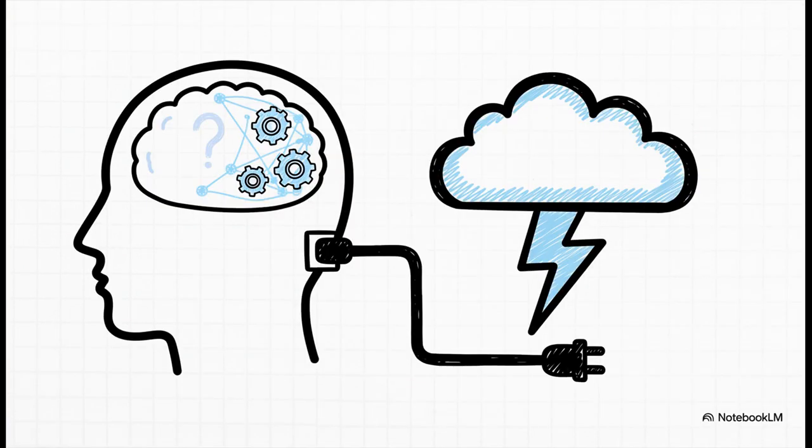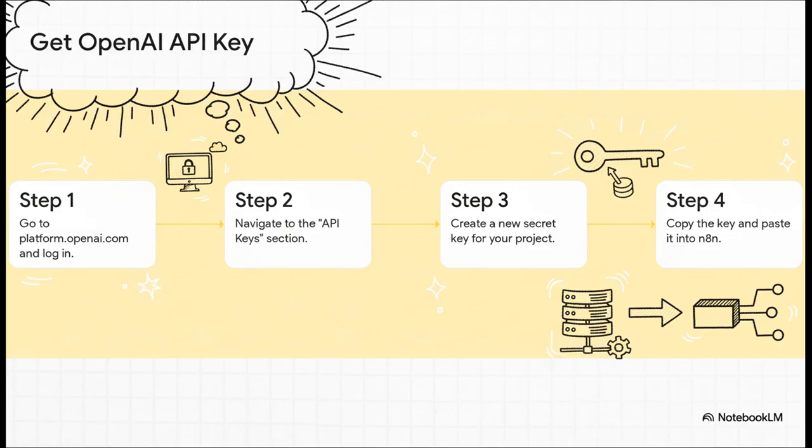But here's a super important point. The agent itself is just an empty shell. It's a brain without any thoughts. To actually make it think, we have to connect it to a large language model. Something like OpenAI's ChatGPT. And to do that, you're going to need something called an OpenAI API key. It's easy to get. You just go to their website, create an account, and generate a new key. Then you just copy and paste that right into N8N.